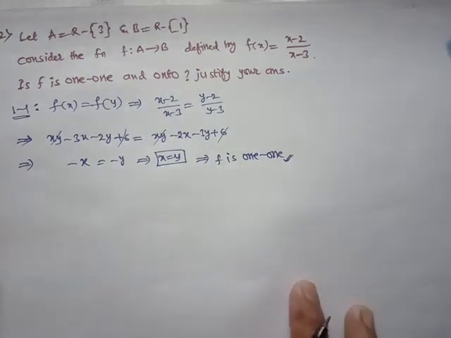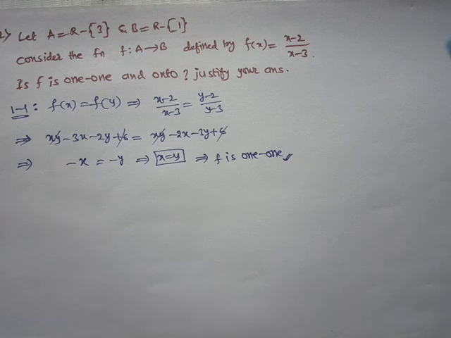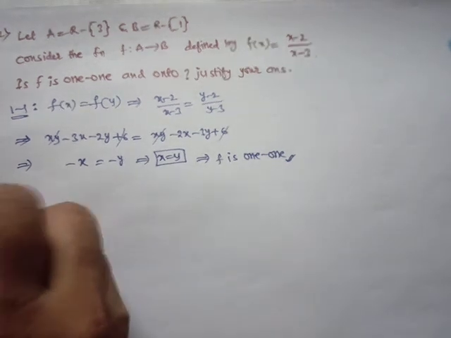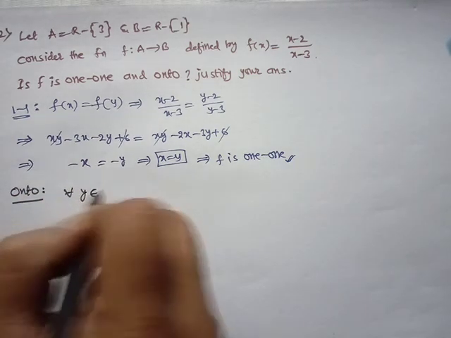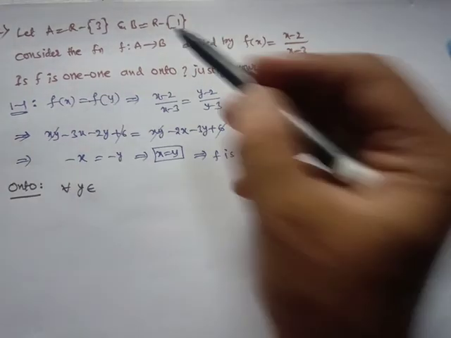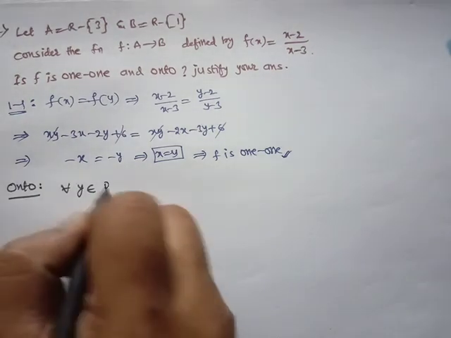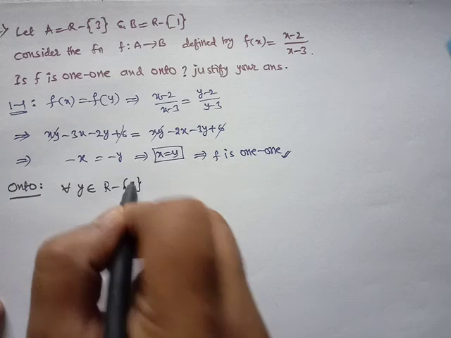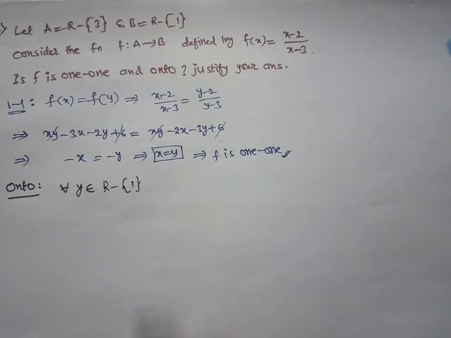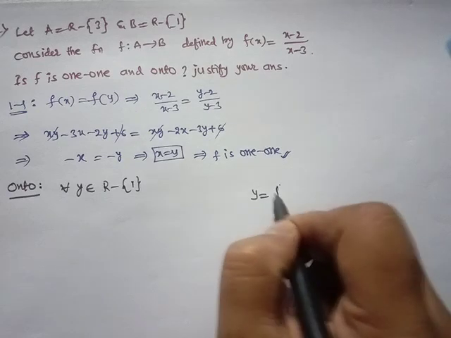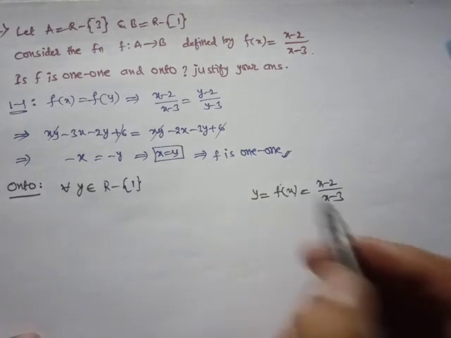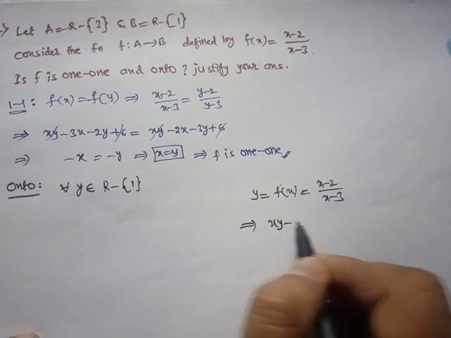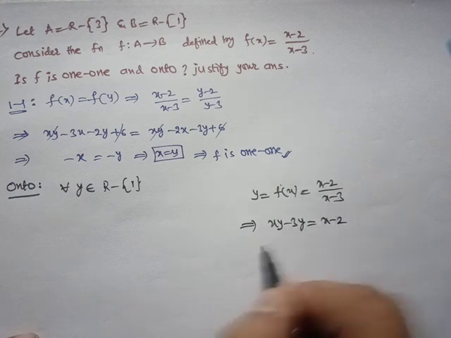Now coming to the next, whether it is onto or not. For onto, for all y belongs to the codomain. The codomain is nothing but R minus 1. For all y belongs to R minus 1, now you equate it to f of x. y is equal to f of x, which is x minus 2 by x minus 3. This implies xy minus 3y is equal to x minus 2.